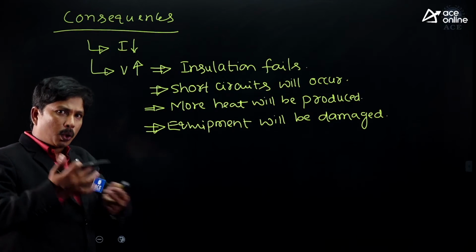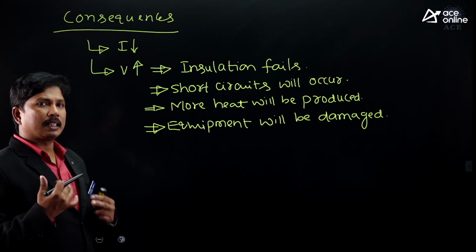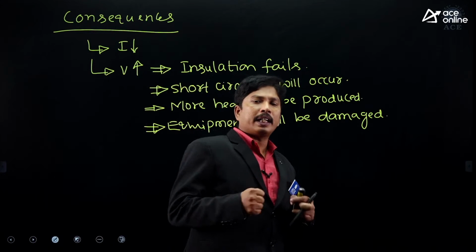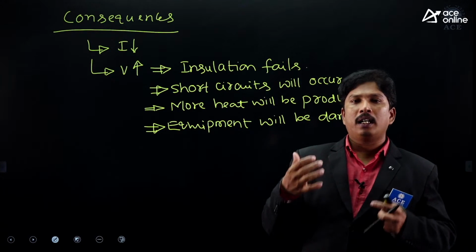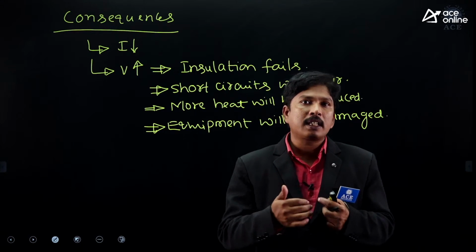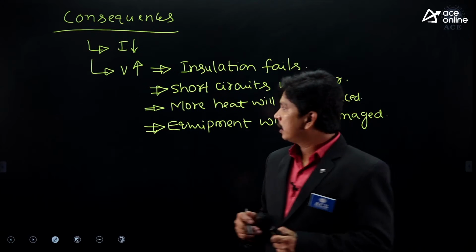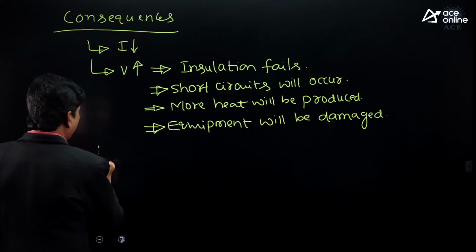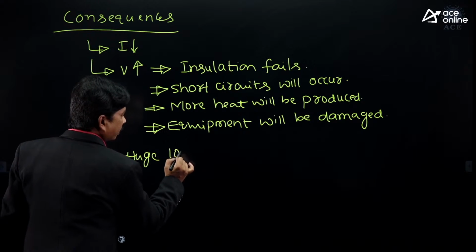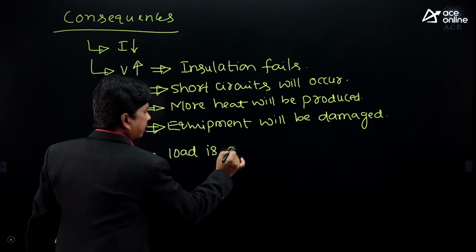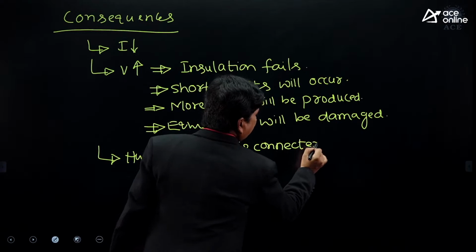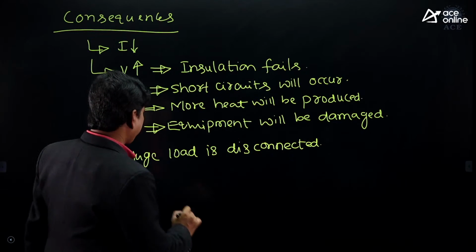And as a huge load is disconnected from the generator, the generator is free to rotate. As the generator is free to rotate, we can say the speed of the generator will be increased. Whenever the speed of the generator increases, the frequency of the generator will be increased, right? So we can say, as a huge load is disconnected, the generator is free to rotate.